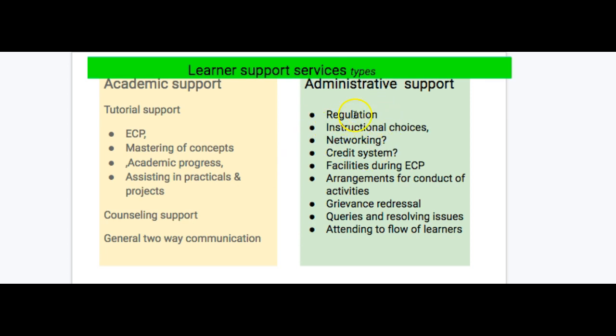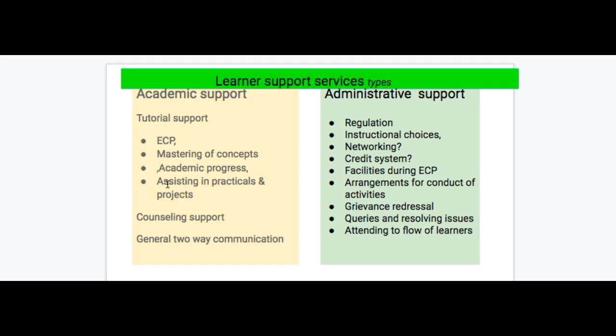Administrative support is telling them about the regulations, instructional choices, what networking is available, what the credit system is, and the facilities to be given to them at the extended contact programs, arranging the conduct of activities, redressal of grievances and queries, resolving the issues, and attending to the large flow of learners each day at these centers. That was on learner support services types.